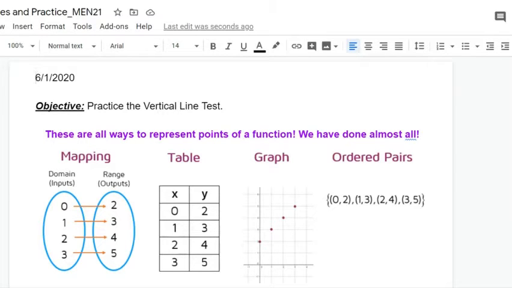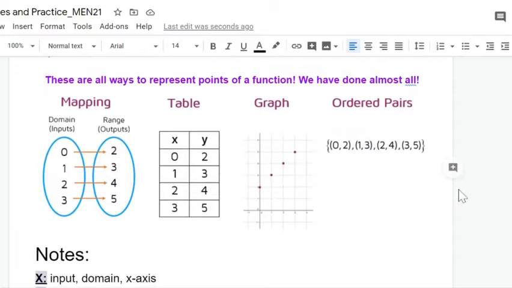Before we get into that, I want to point out just how much awesome work we've done. We've done ordered pairs in the past, and we actually used them again for yesterday's mapping. We've done tables, we've done the graphing. So we've really looked at all the different ways we can represent a function. What we're going to focus on today is, when we're looking at a graph, how can we identify just with our eyes if it's in fact a function? And that's the vertical line test.